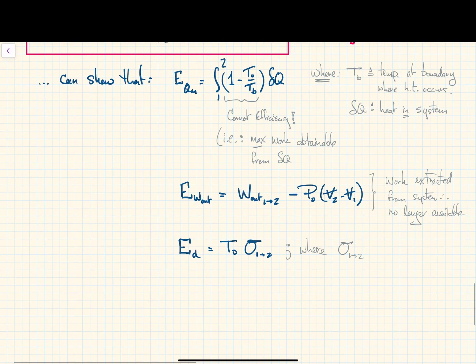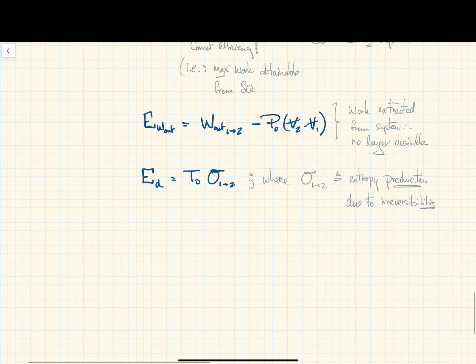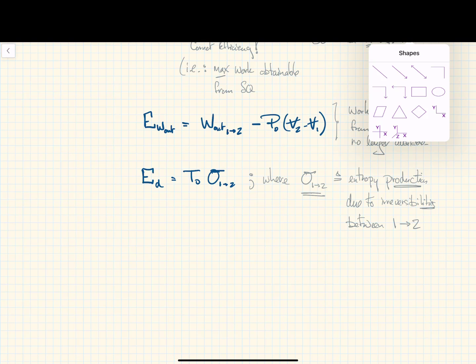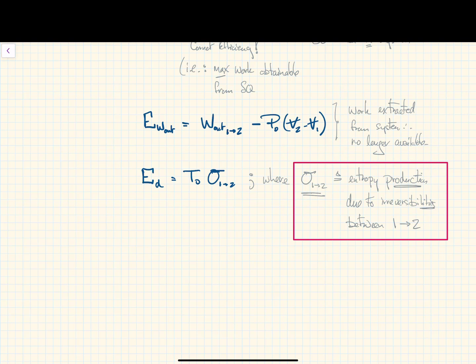And so sigma is path dependent between 1 and 2. And that represents the irreversibilities of the system, or the amount of entropy that's being produced as we go from 1 to 2 as a result of those irreversibilities. So we're going to call that sigma the entropy production term. Most of the time we're going to be interested in the entropy production rate of a process, so we're going to call that sigma dot.